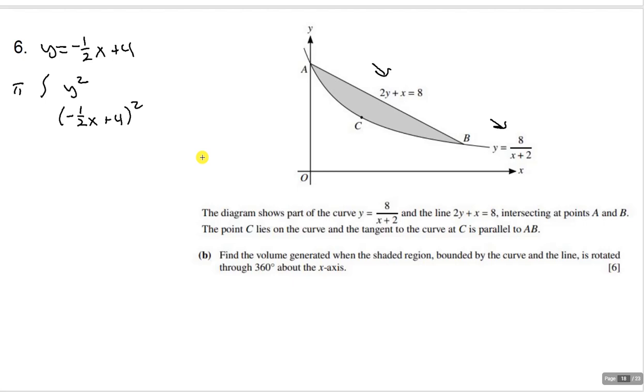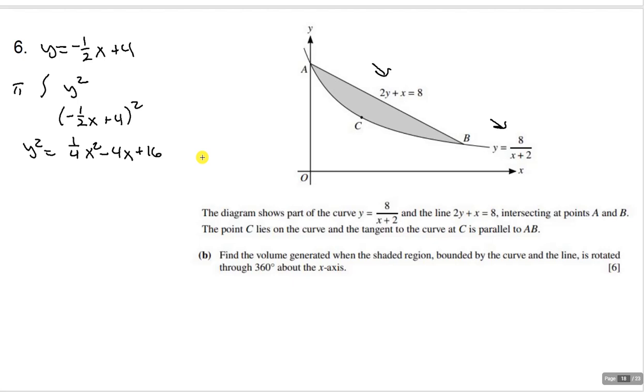So just like any kind of binomial, if I square this, what's -1/2 times -1/2? That's going to be +1/4, and then it'll be x squared, all right? Then I'm going to multiply these two together, so that's 4 times -1/2. That's going to be -2, but then I'm going to double it, so it'll be -4x. And then I'm going to square the last term, 4 times 4, which gives me 16. And that gives me my y squared. That's the thing I'm actually going to integrate, okay? And so let's go ahead and start with that.